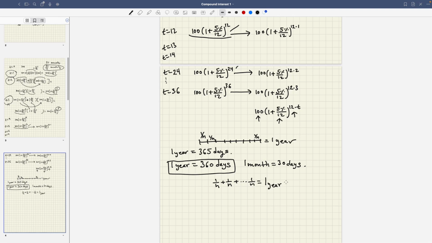I hope I'm not losing you here. It makes sense, doesn't it? If you break a year into n segments and then add up the n segments, you're going to have 1 year. You just broke it down and put it together, you have 1 year. Not a big deal. Okay, fine.